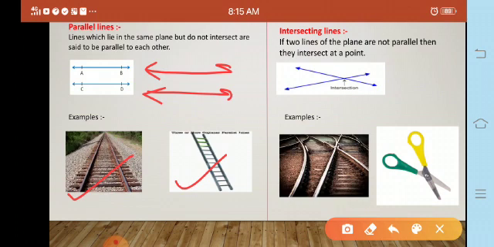Intersecting lines. If two lines of the plane are not parallel, then they will intersect at some point. Here they are intersecting at this point, so these lines are said to be intersecting lines. Take the example of a railway track. These railway tracks are intersecting at this point, and the second example is a scissor.